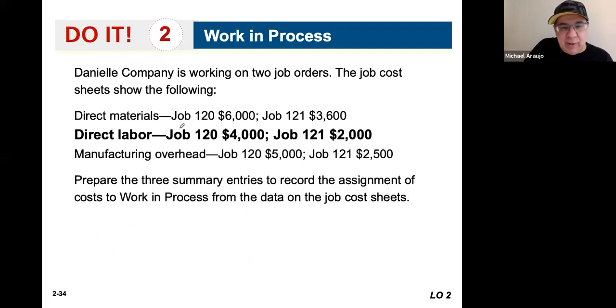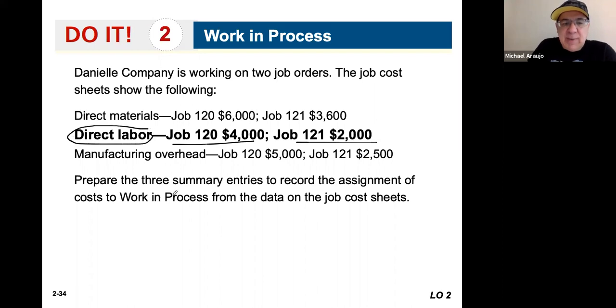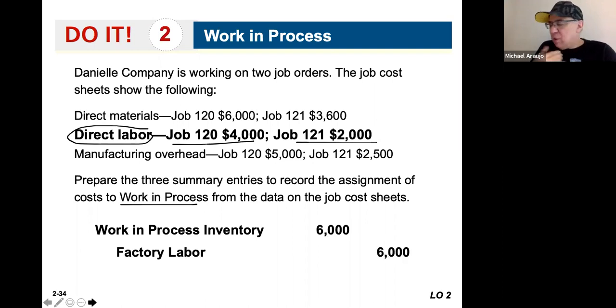The next thing is direct labor. We have $4,000 of direct labor for job 120 and $2,000 for direct labor in job 121. So $6,000 of total direct labor needs to be assigned to work in process. If you remember from the previous slide, we have a debit to work in process inventory, showing there's more work in process inventory. $6,000 credit to factory labor shows that the factory labor account has been used now and reassigned to work in process inventory.